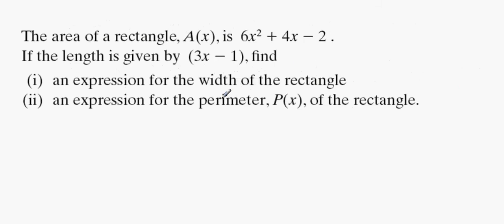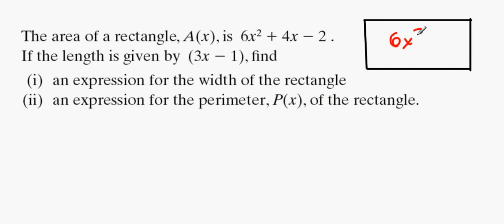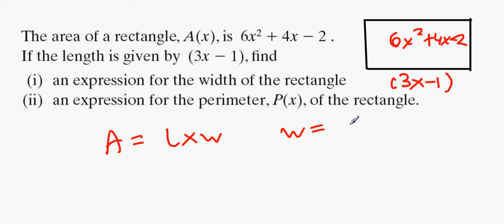Next one. The area of the rectangle is... so what we have here is a bit of a rectangle. Okay, so the rectangle is here. And what we're going to have is 6x. We know that the area is 6x squared plus 4x minus 2. And what we also know is that the length is 3x minus 1. Now remember, area equals length multiplied by width. Therefore width equals area divided by length.